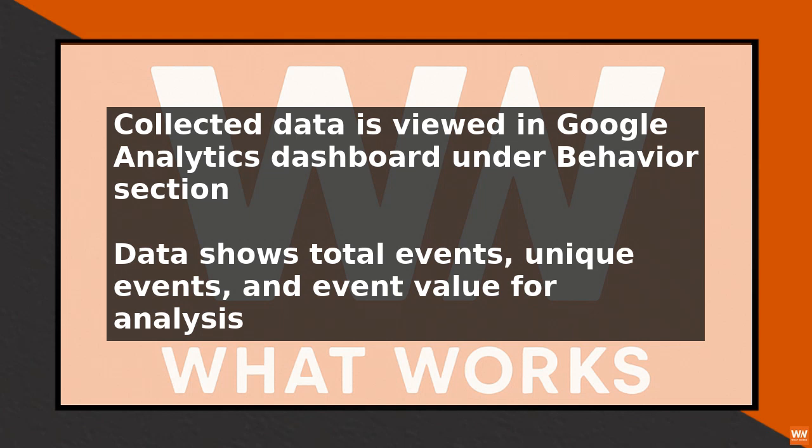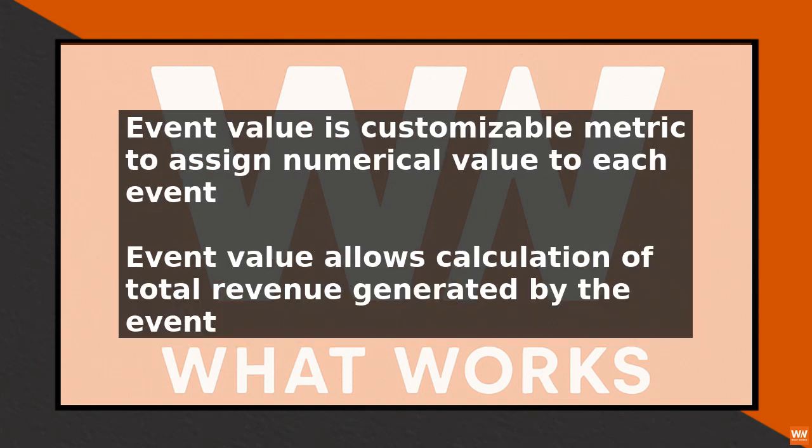To interpret the data, you need to understand the different types of events and how they are categorized. Google Analytics groups events into categories, actions, and labels. The category is the general type of event, such as video or button click. The action is the specific type of event, such as play or click. The label is additional information about the event, such as the name of the video or the text on the button. By analyzing the data, you can identify trends and patterns in user behavior.